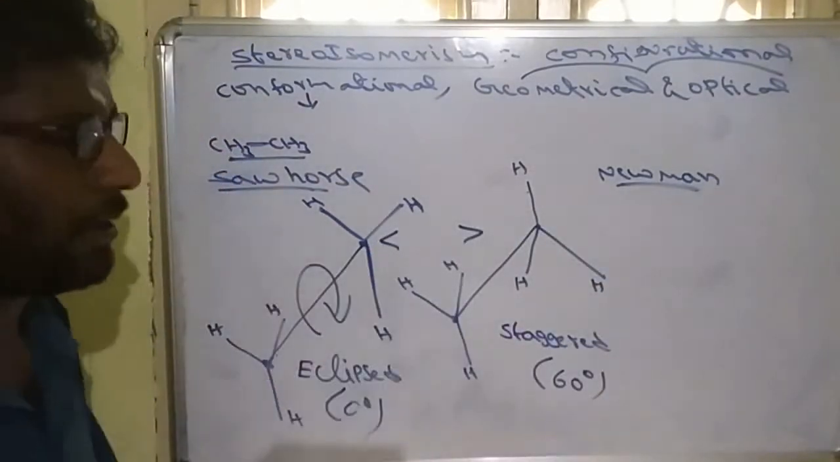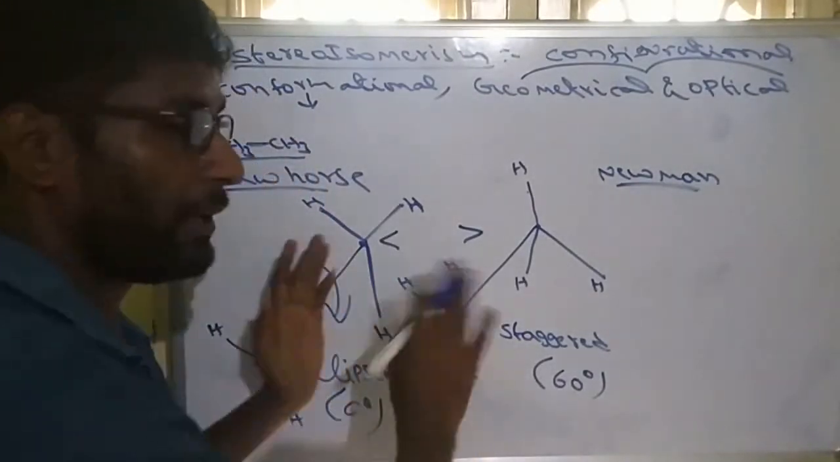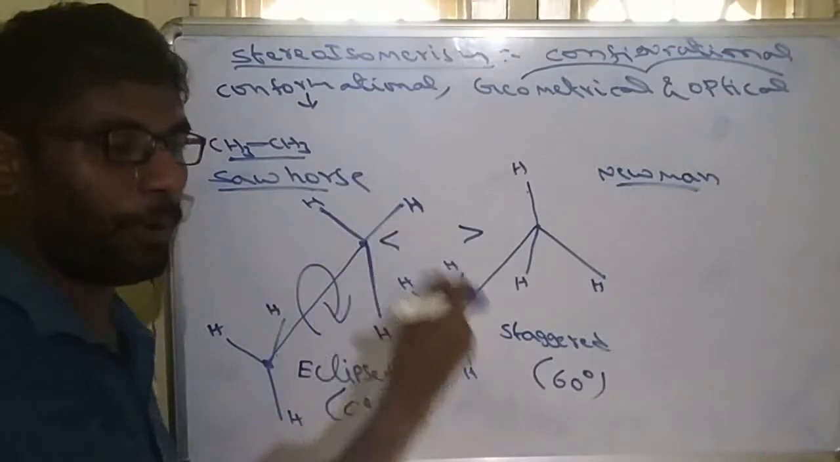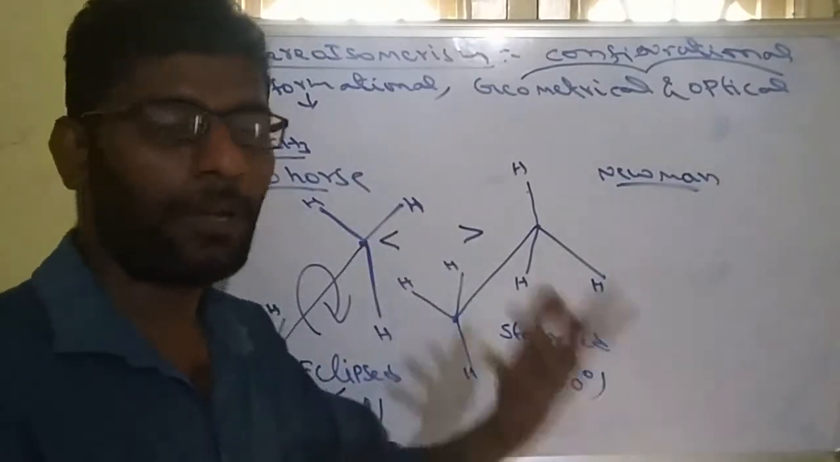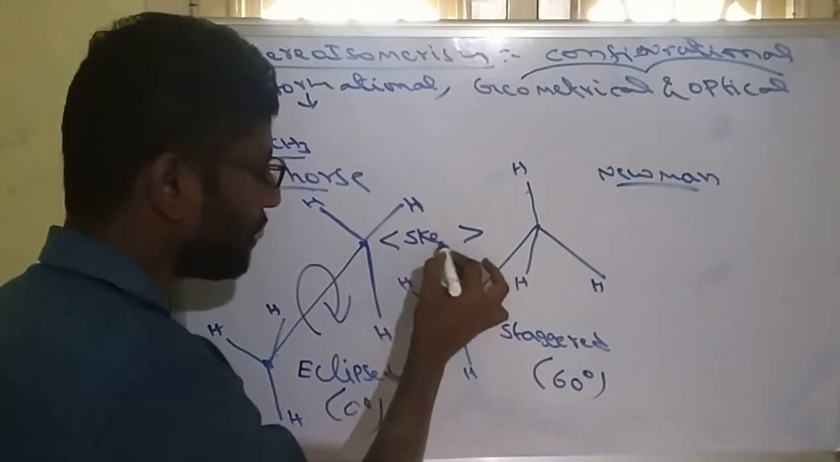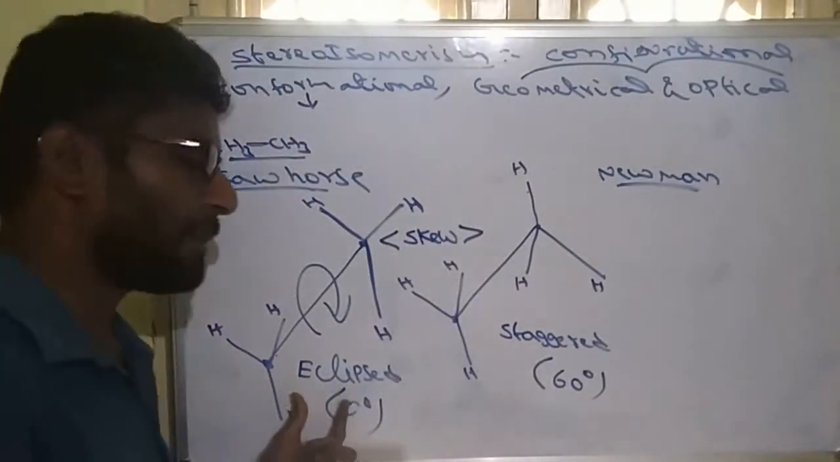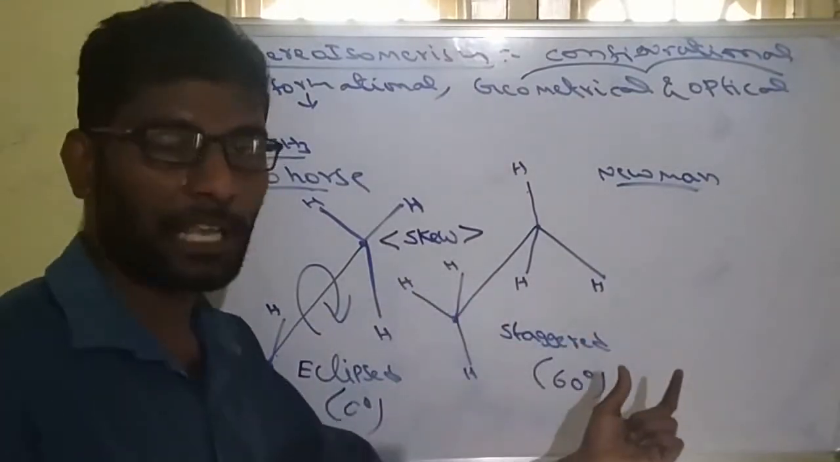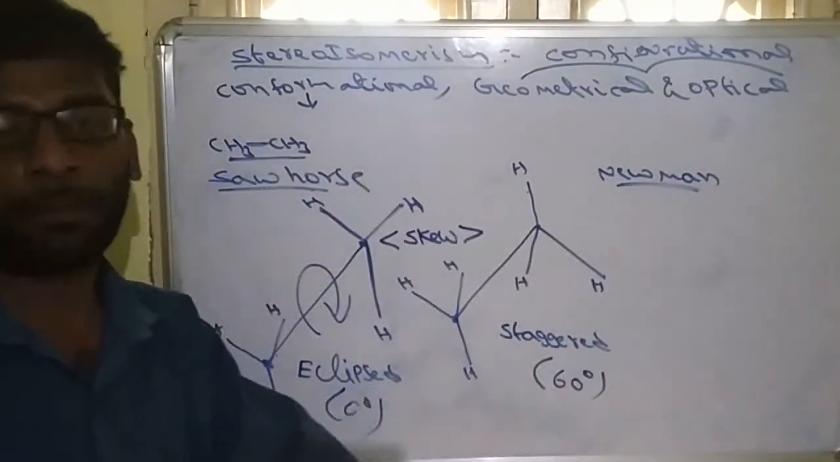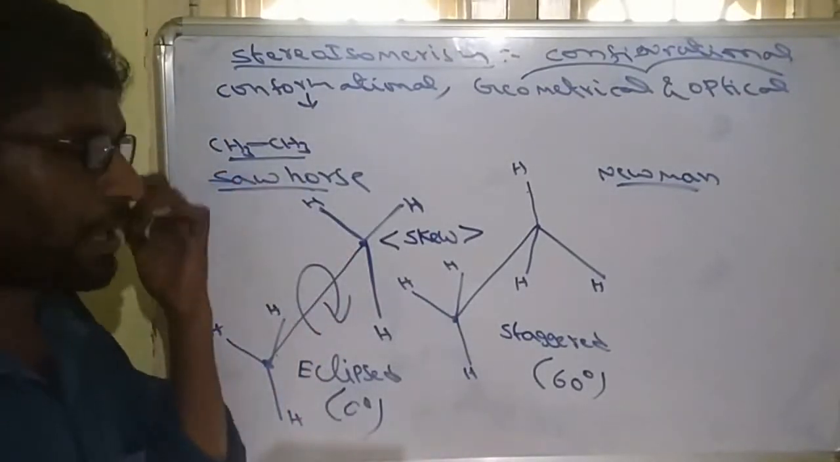Between them, any angle is possible: angle 1, angle 20, angle 35, any angle. An infinite number of isomers are possible, and all those isomers are called skew isomers. So eclipsed is the minimum, staggered is the maximum, and in between, infinite isomers are possible, called skew isomers. So this is the Sawhorse technique.